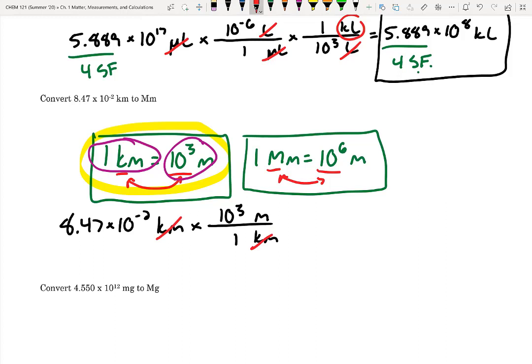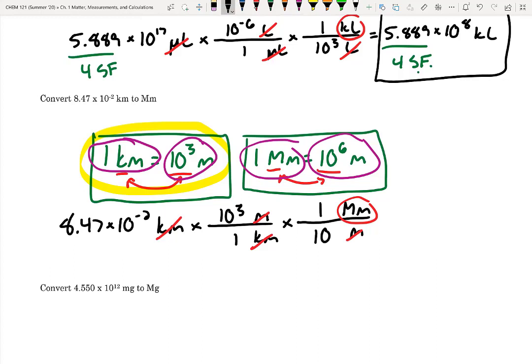But our goal is to get to megameters. So I want to do one more conversion where I get rid of my meter unit, put that on the bottom, and end up with my megameter unit. Now this allows me to cancel out meters, and I'm left with megameters. Just like before, 1 is with my megameter unit, so I'm going to put that on top to make sure it's aligned with the megameters. And 10 to the 6 is with my meter unit, so I'll put that on the bottom.